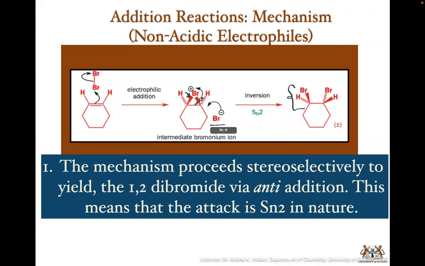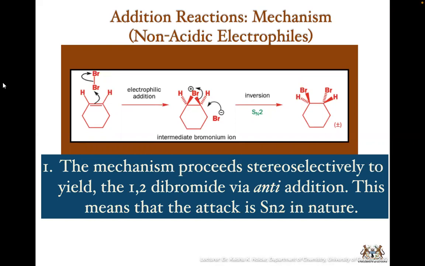But the incoming bromide that does the attacking does so from the opposite side. And so when it forms its bond with this carbon here, it will do so in such a way that it is going to be pointing behind the screen. And that's what is being demonstrated here. So essentially this is bromine atom 1 and this is bromine atom 2. That's bromine atom 1, bromine atom 2.